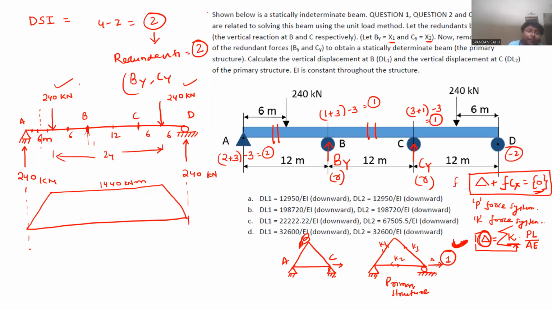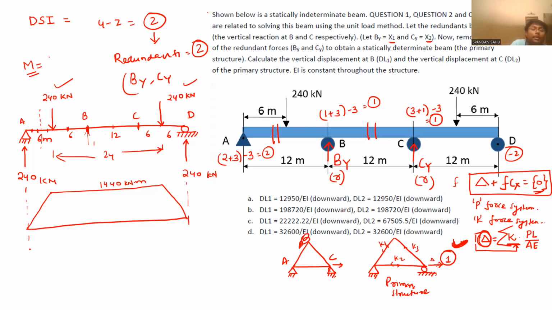Generally, capital M, when you write, will be the bending moment representative for the external load. Now, there is no concept of K force system or P force system. Everything we will deal with in terms of M, bending moment.